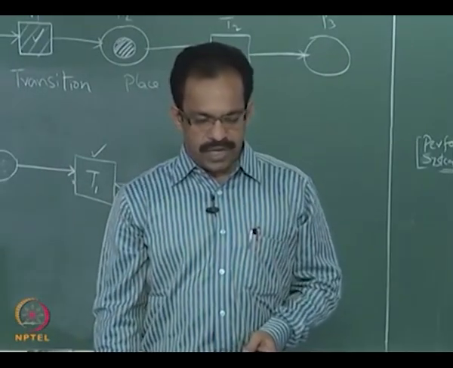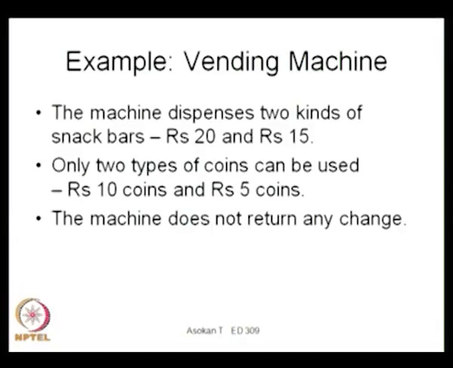I can show you a few more examples of using Petri net. So this is an example for a vending machine. The machine dispenses 2 kinds of snack bars, 20 and 15, and only 2 types of coins can be used, that is rupees 10 and rupees 5, and the machine does not return any change. There are multiple options for you to insert the coins and then get the output. So we need to show all those options and the dynamics using the Petri net.